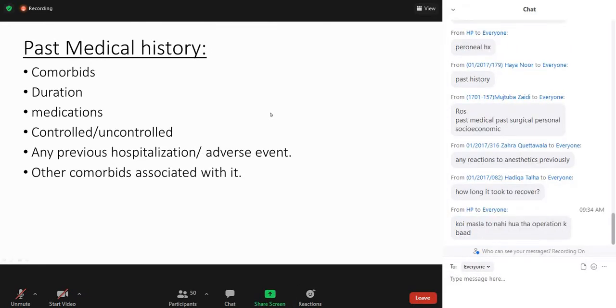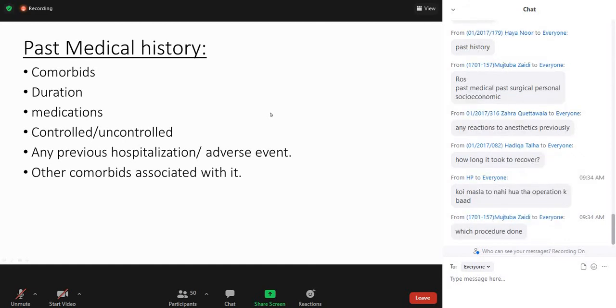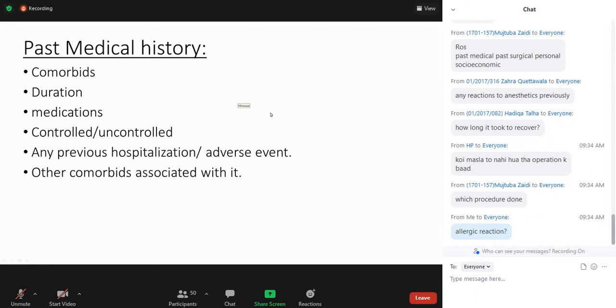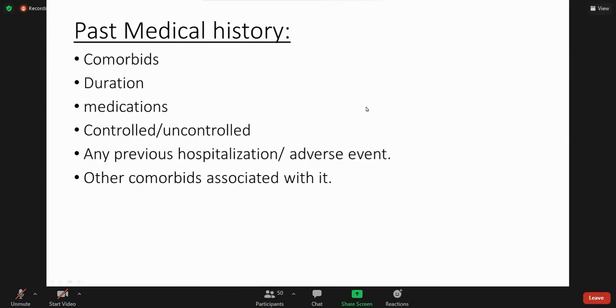How long it took to recover? Starting from, like, before you were given anesthesia, what kind of anesthesia was that, on which procedure, like was it regional or was it spinal, were you put to sleep completely or were you awake during the surgery?